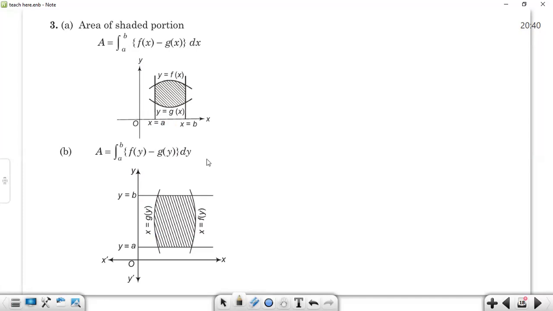Yes. And same goes for this. We are doing it with respect to y this time. First, we are calculating this area here, and then we are subtracting this area. So that's why the remaining area is our answer.